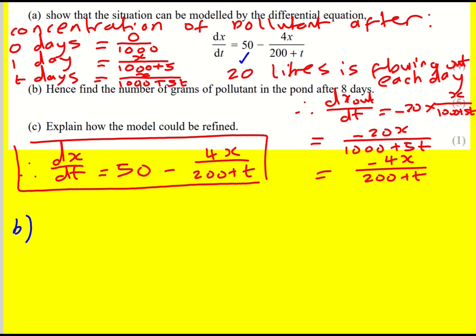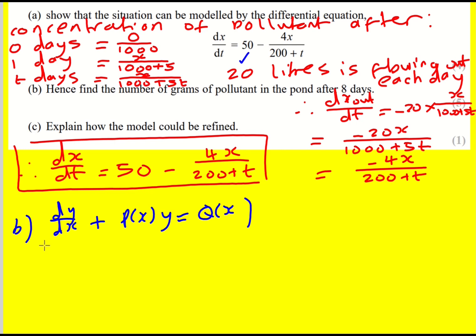So hence, find the number of grams of pollutant in the pond after 8 days. Well, let's get the general solution. And then we're going to need the particular solution. And then we can sub in t equals 8. Okay, this is a first order differential equation, and it's in the form dy by dx plus p(x) y equals q(x). I know I've got x and t instead, but that's like the general form that we learn about.